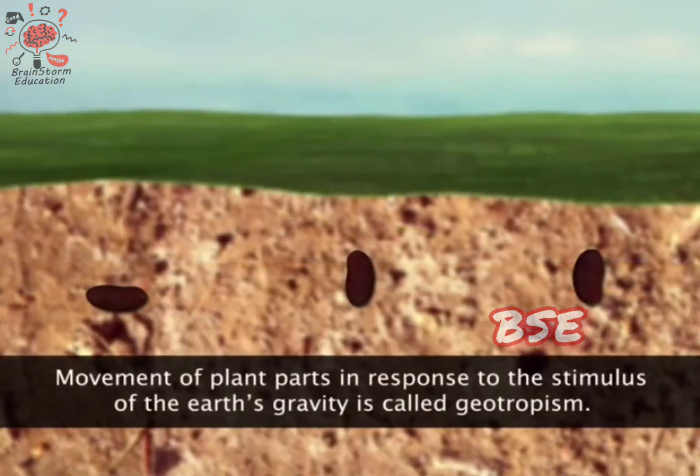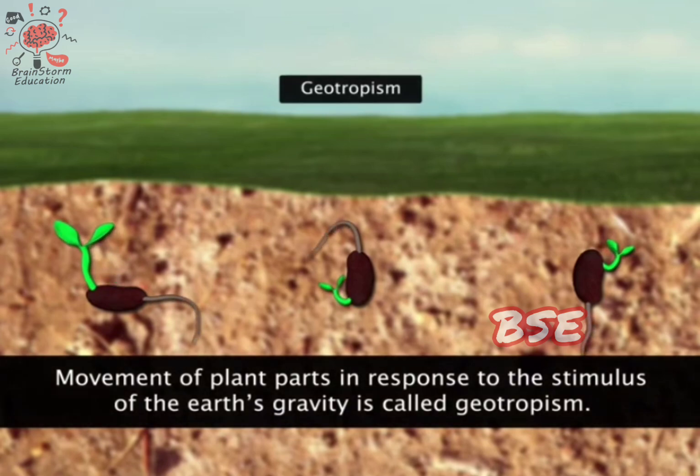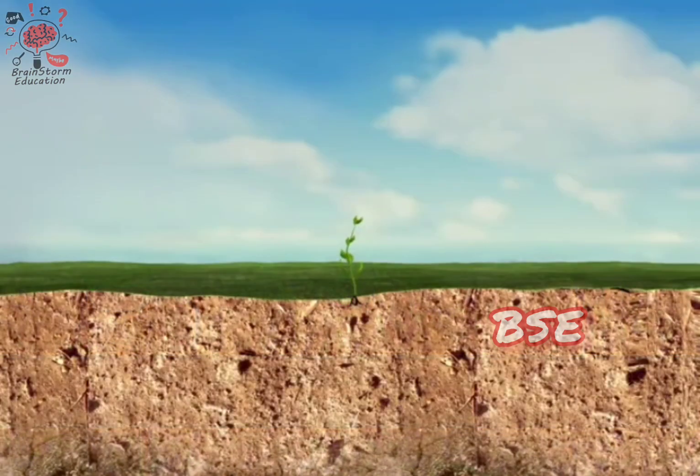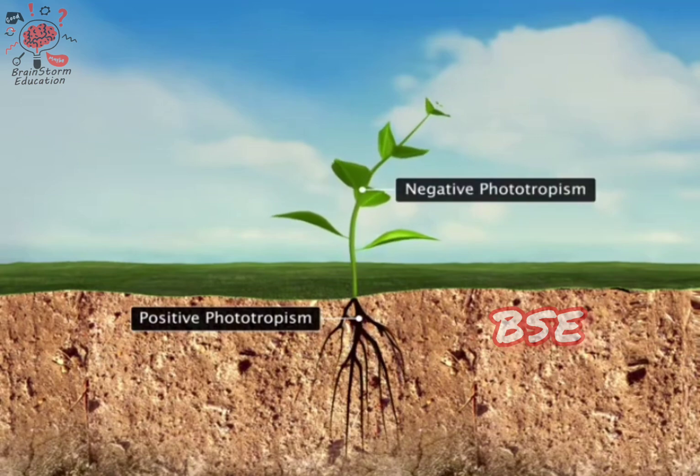Observe these germinating seeds closely. No matter in what position they are kept, their root grows downward. This type of movement is what we call geotropism or gravitropism. The plant part moves in the direction of the earth or gravity. Roots are positively geotropic, whereas the stem is negatively geotropic.